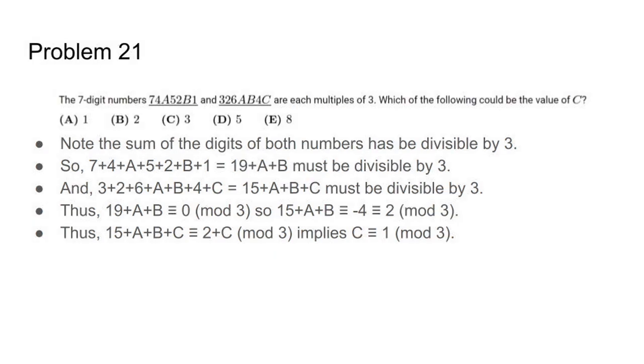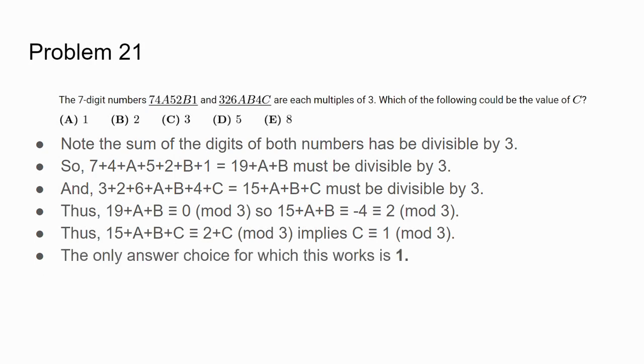This is because we have that 15 plus A plus B plus C must be divisible by 3. Therefore, it must be congruent to 0 mod 3. And thus, 2 plus C must be congruent to 0 mod 3. And clearly, if C is congruent to 1 mod 3, 2 plus C, which would be 2 plus 1, would be 3, which is congruent to 0 mod 3, and our condition would be satisfied. So then finally, we can figure out that C has to be 1, 4, or 7, and the only one of these answer choices we're given is 1. Therefore, the answer is 3.